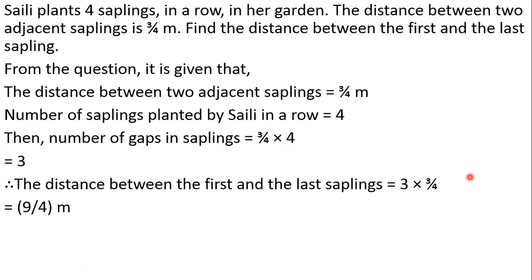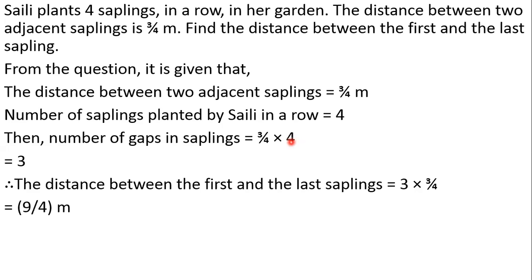See children, how many saplings are there? 4 saplings, if you see 1, 2, 3 and 4. But how many distances? Between first and second, one distance; between second and third, one more distance; between third and fourth, one more distance. So there are only 3 gaps in between. We have to find the gaps first. One gap is equivalent to 3 by 4, but are there 4 gaps or 3 gaps? I don't want you to get confused in this.